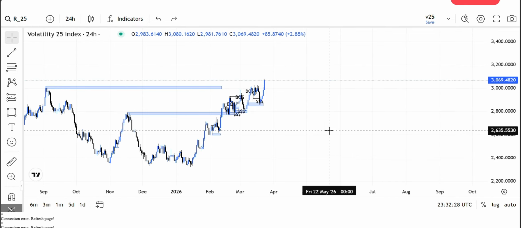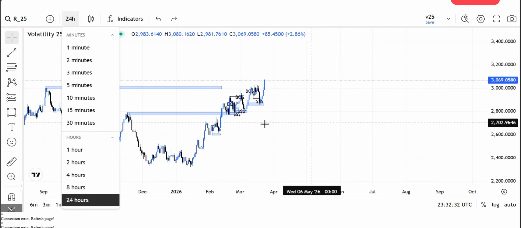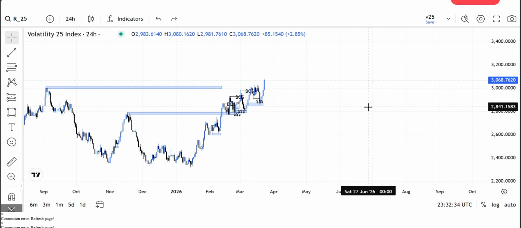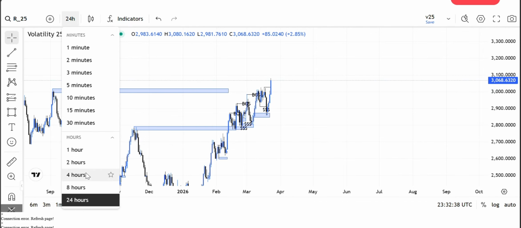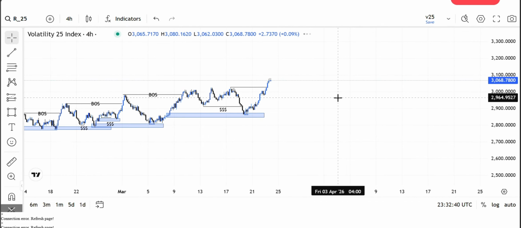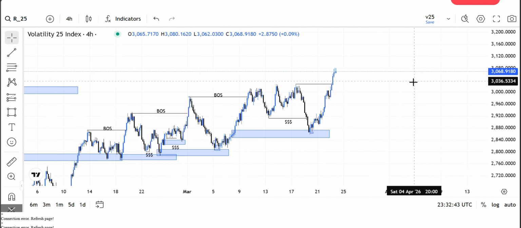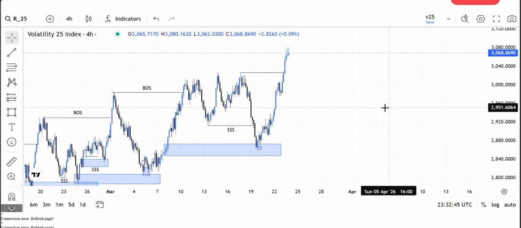Now mostly I usually spot my zone at the 4 hours time frame. Okay, so that's my higher time frame. So coming to the 4 hours time frame, what did we see? We saw a break of structure. Okay, this is the model we are using.